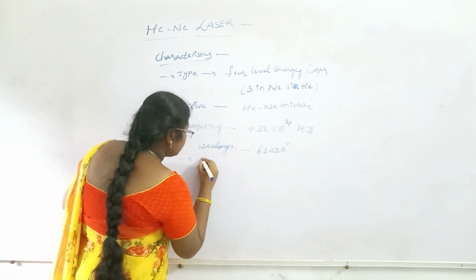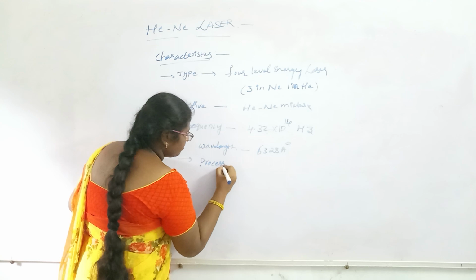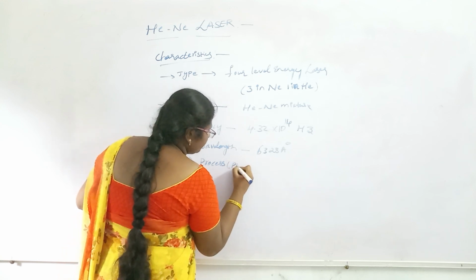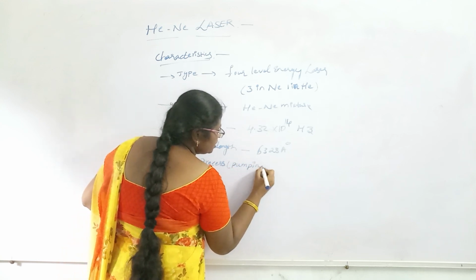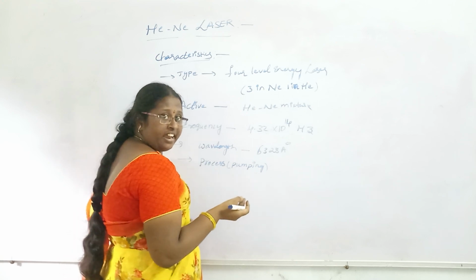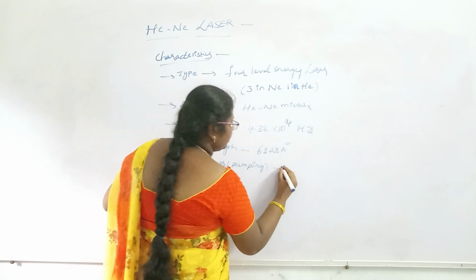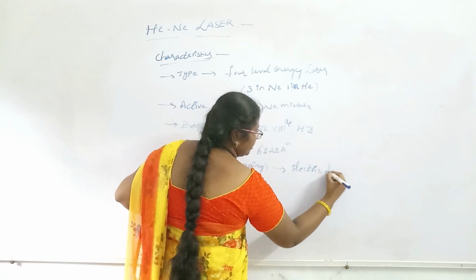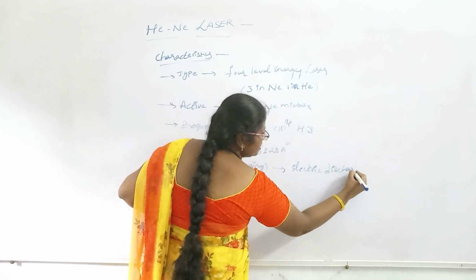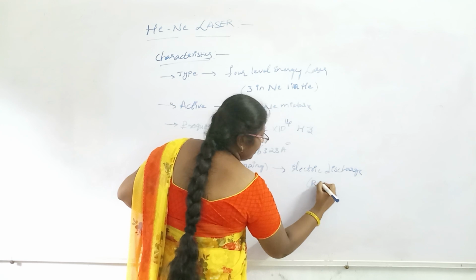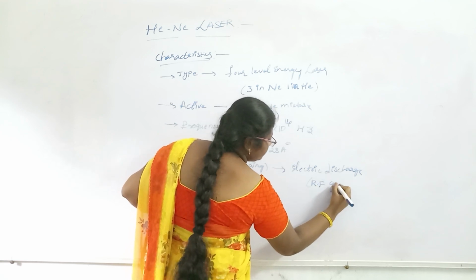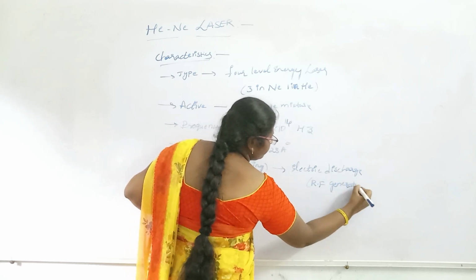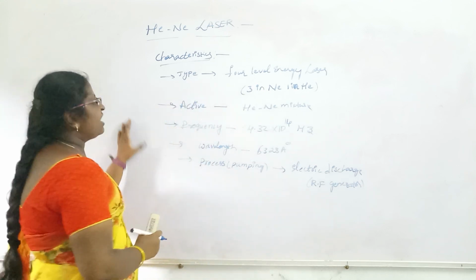Which type of process are we using? That means pumping. Which type of pumping is used to excite the atoms from one state to a higher energy state? The electric discharge method, that is, the RF frequency generator. This is the electric discharge method, also called the RF generator. These are called the characteristics.